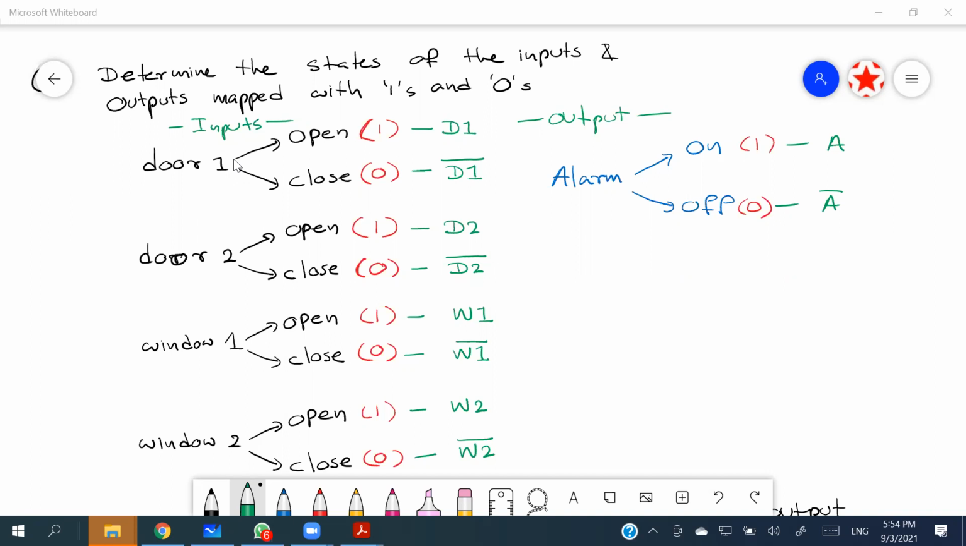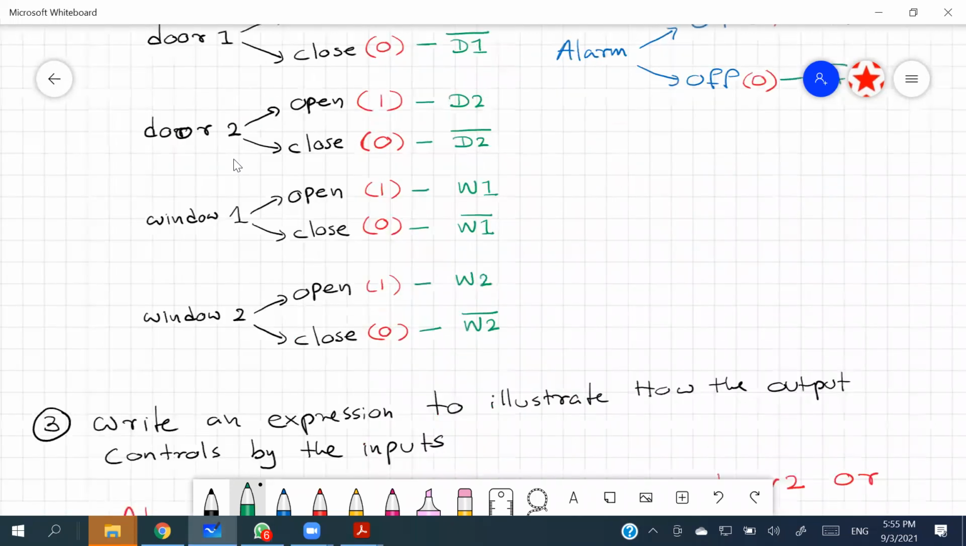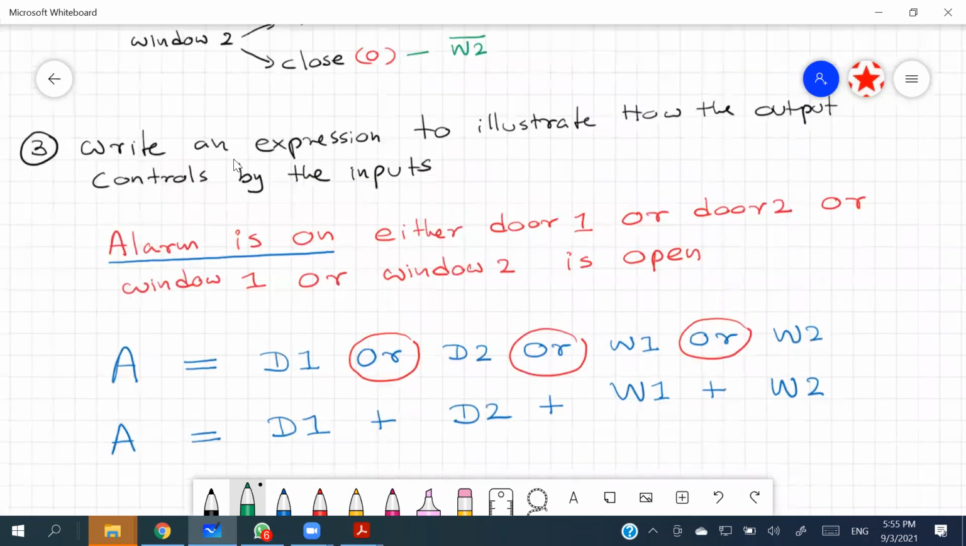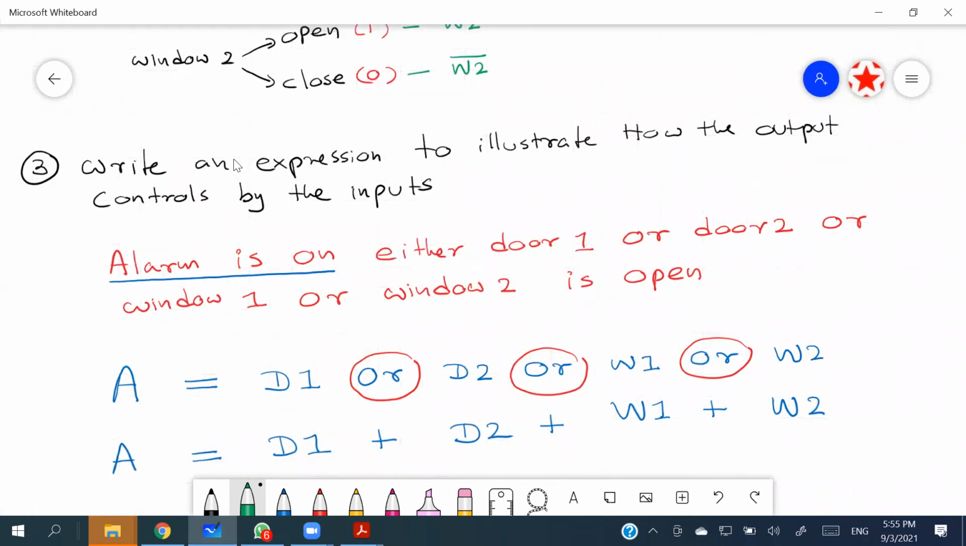Once we figure out the inputs and outputs, and then the states of the inputs and outputs, we are going to figure out the most important thing in this question, which is a particular expression, a simple expression, which describes the nature of the output according to the inputs, or how the inputs are going to control the output.